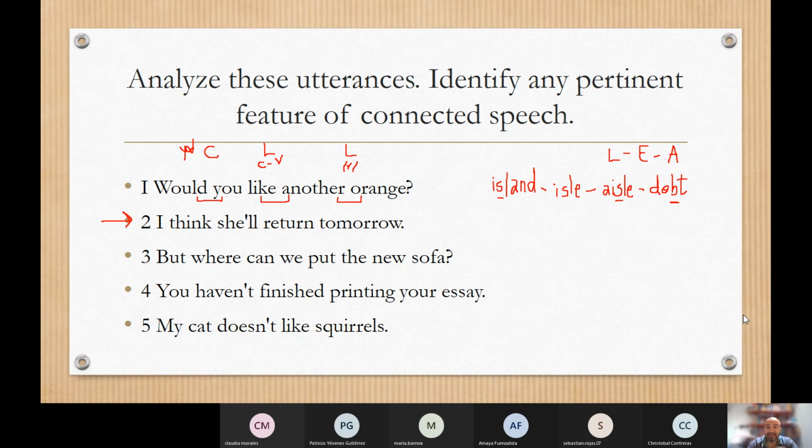Nope. Can I do it? Excellent. Thank you, Christopher. Go for it, please. The second one, right?